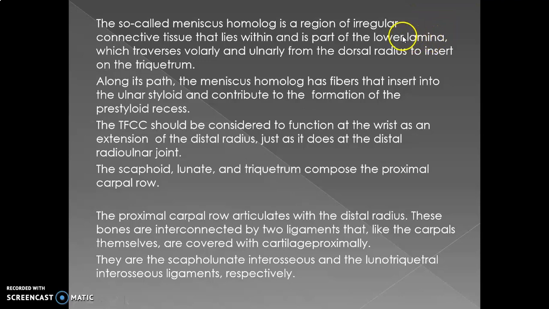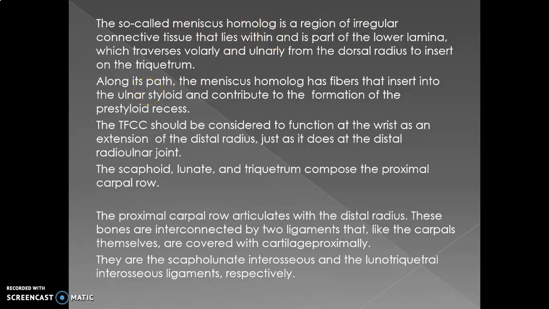The dorsal and the volar radio-ulnar ligaments are part of the upper lamina, and then we talked about the other ligaments which are also part of the lower lamina. The meniscus homologue is another region of irregular connective tissue which is part of the lower lamina, which traverses, which means crosses, volarly and ulnarly from the dorsal radius to insert on the triquetrum. Dorsal radius to triquetrum is the orientation of the meniscus homologue.